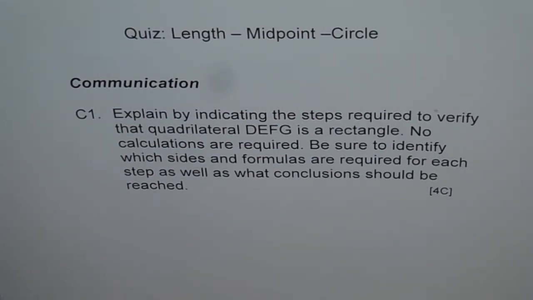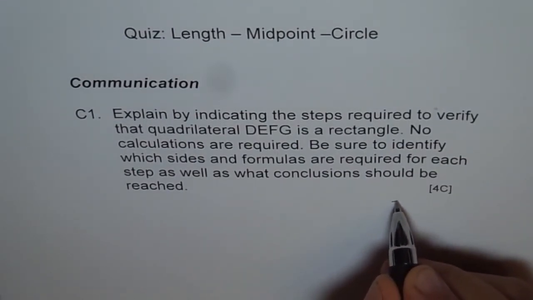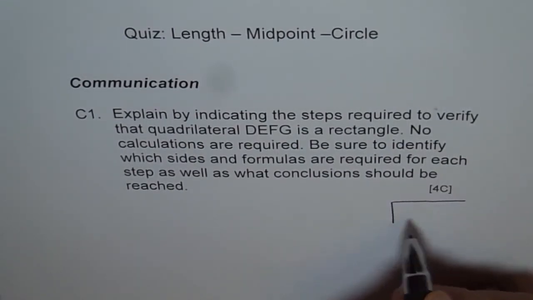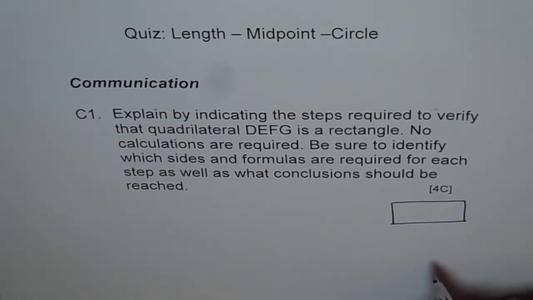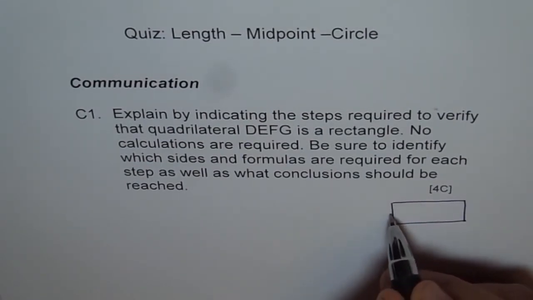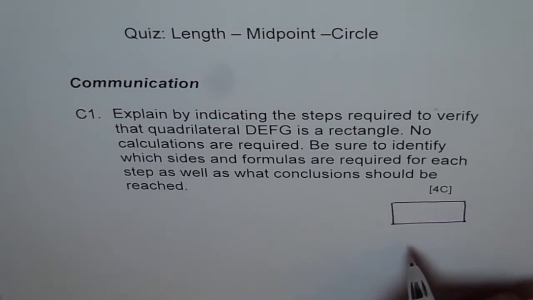Okay, so it's a communication problem. So what we should do is list out all our steps. Now, let's make a quadrilateral in the form of a rectangle, since we have to prove it to be a rectangle. A quadrilateral is any four-sided figure, and a rectangle is a special kind where the opposite sides are the same and each angle is a right angle, correct?